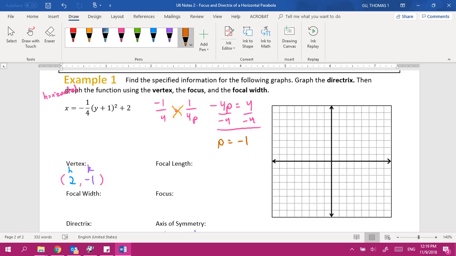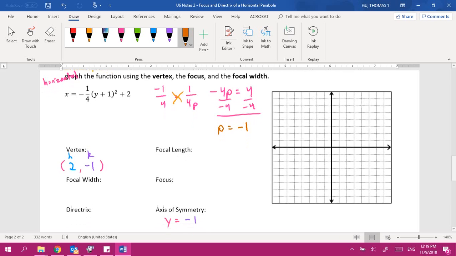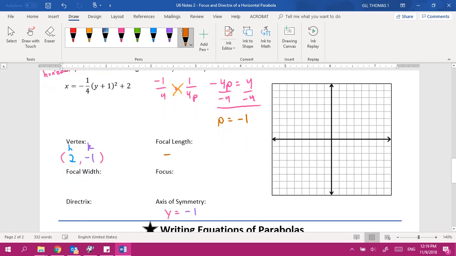That's right. So now we have all three values that we want to use. We have H, we got K, and we have P. And so now we can find everything else. What is the focal length then? -1. How do I find the focal width? Absolute value of 4 times -1, right? So that comes out to be 4, where absolute value takes whatever the result is on the inside and makes it positive. So the focal width is 4.